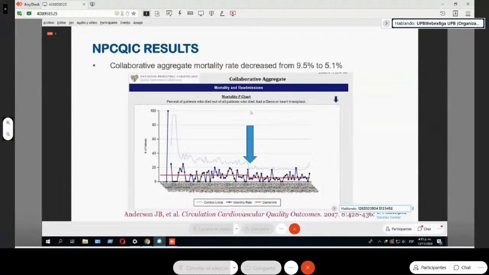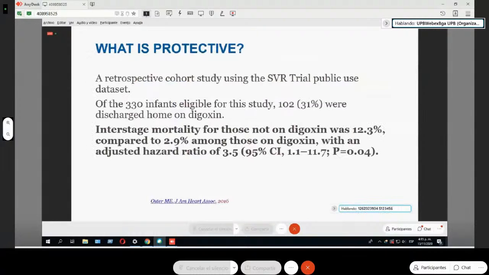Aquí tenemos datos de NPC-QIC y vemos el consolidado del equipo colaborador. Vemos que la mortalidad ha bajado de 9,5 a 5,1, entonces claramente han tenido un impacto.